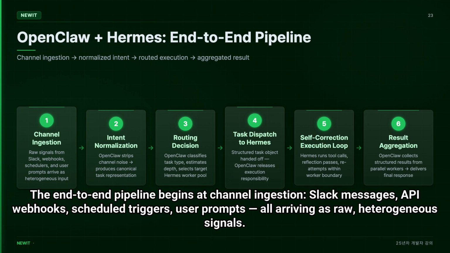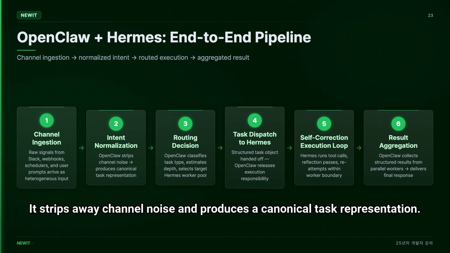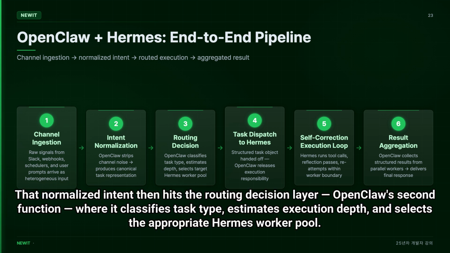The end-to-end pipeline begins at channel ingestion. Slack messages, API webhooks, scheduled triggers as user prompts, all arriving as raw, heterogeneous signals. OpenClaw receives every one of these inputs and performs its first critical function: intent normalization. It strips away channel noise and produces a canonical task representation. That normalized intent then hits the routing decision layer, OpenClaw's second function, where it classifies task type, estimates execution depth, and selects the appropriate Hermes worker pool.